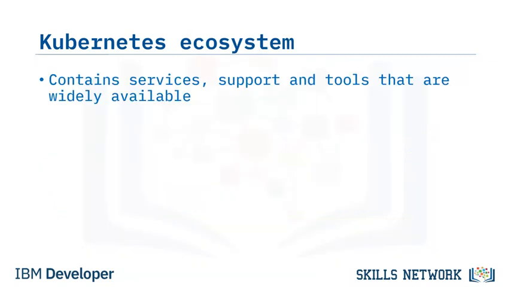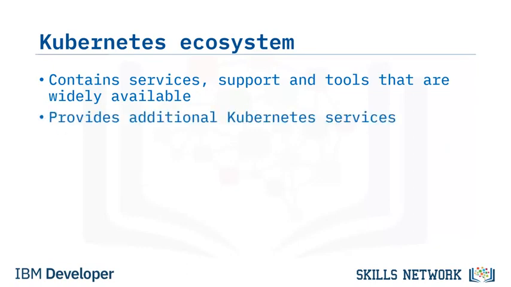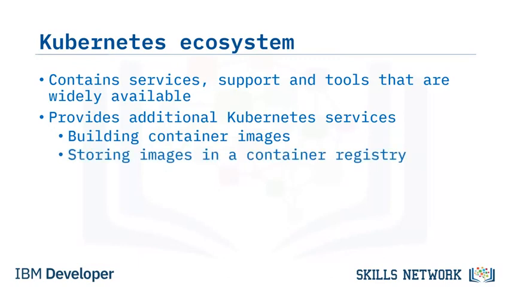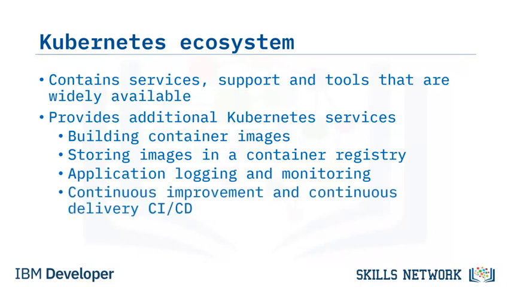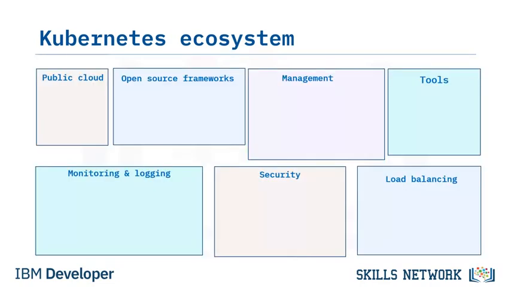The Kubernetes ecosystem is a large, rapidly growing ecosystem where its services, support, and tools are widely available. Running containerized applications requires separate tools in addition to the Kubernetes orchestration tool. The ecosystem includes services like building container images, storing images in a container registry, application logging and monitoring, and CI/CD capabilities. The Kubernetes ecosystem is a huge collection of products, services, and providers.